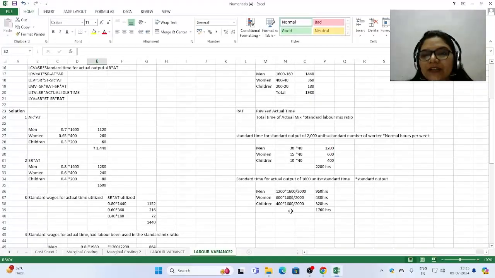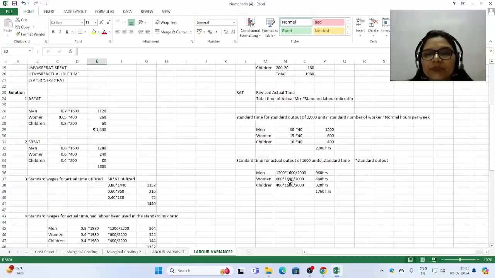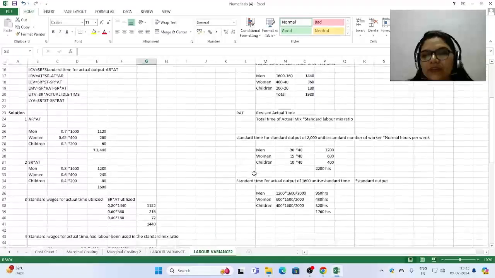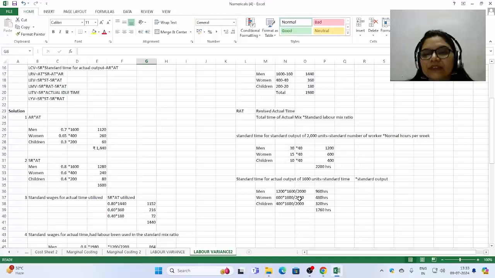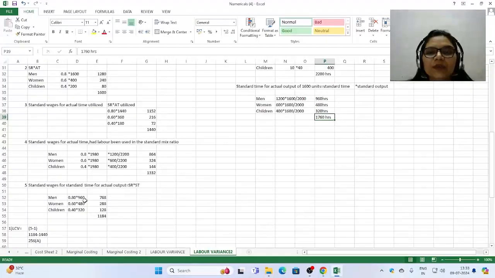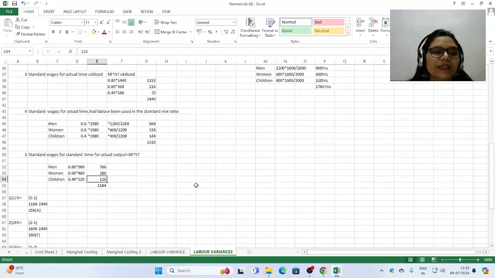Then 1600, we all know, divided by 2000. 2000 is the total labor composition, 1200, 600, and so on. So 2000 is the standard unit of outputs. So 1600 divided by 2000 into the labor time. It will give you 960, 480 and 320, the total of which is 1760. So what we will do, input these values 960, 480 and 320 and we will get 768, 288 and 128.